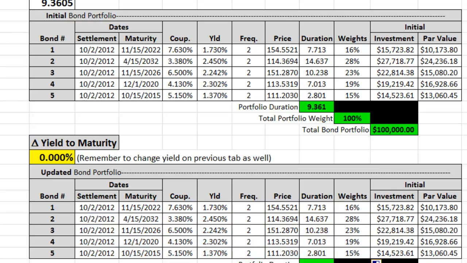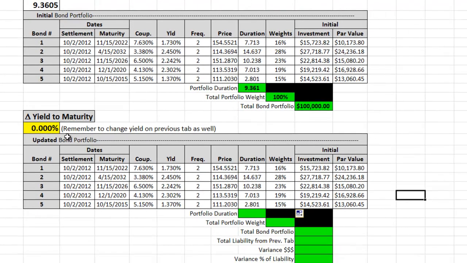Okay, now the only change I want to make is we're going to allow the yield to maturity to float on us. So I'm going to make my yield to maturity down here equal to my previous yield to maturity plus whatever change we're going to allow to take place, and I'm going to lock that in.